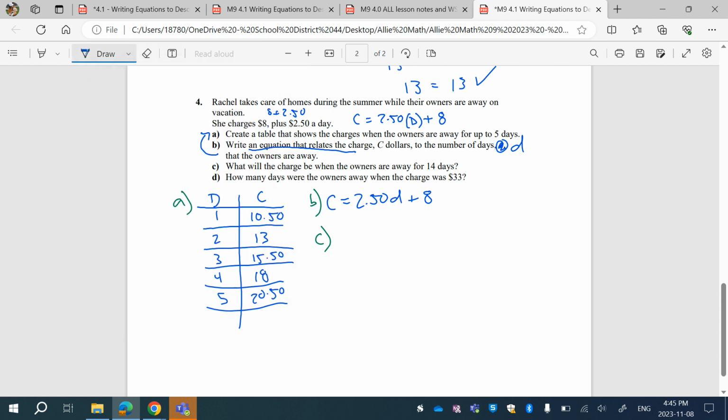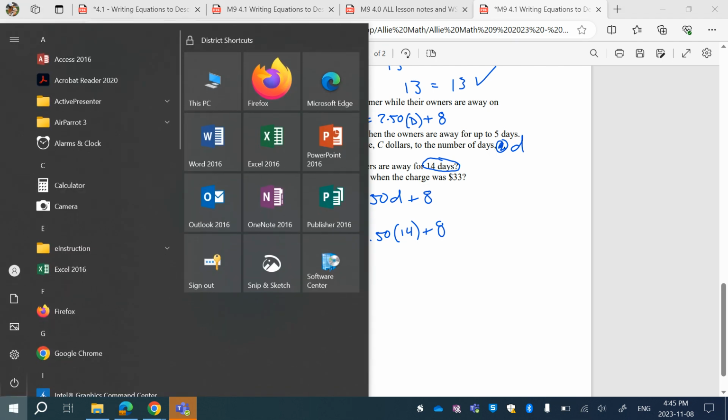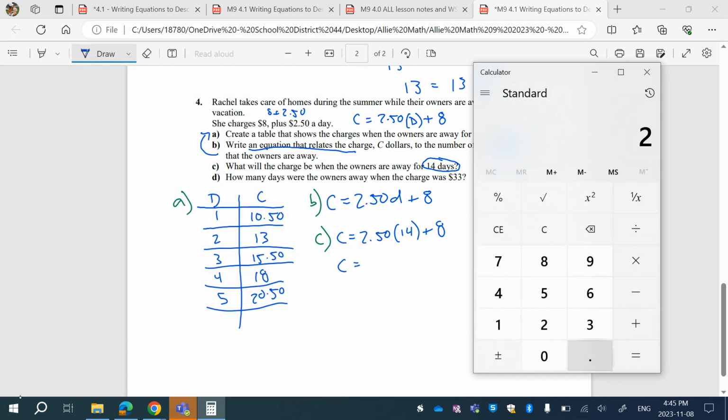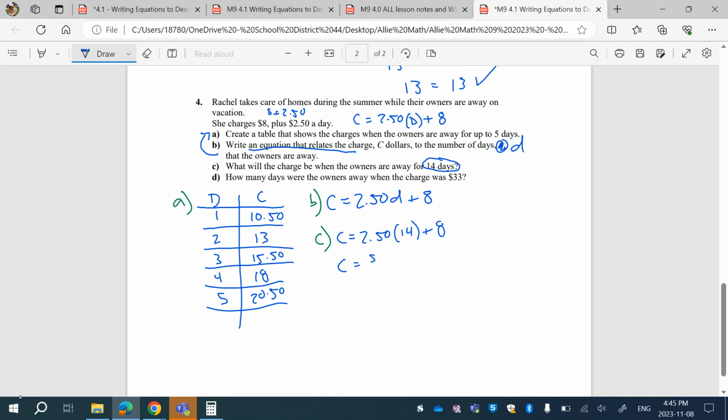What will the charge be when the owners are away for 14 days? So this is our D value. Let's go charge equals $2.50 times 14, so we're inputting it into the D where the days are, plus 8. So C equals, let me use my calculator, $2.50 times 14 equals 35, plus 8 equals $43. So the charge would be $43.